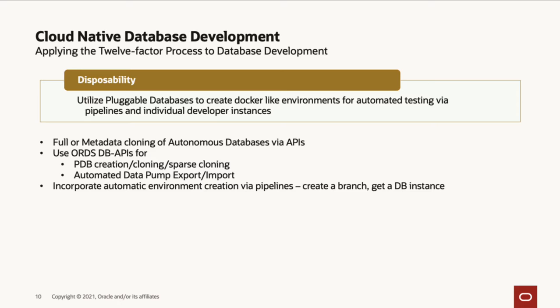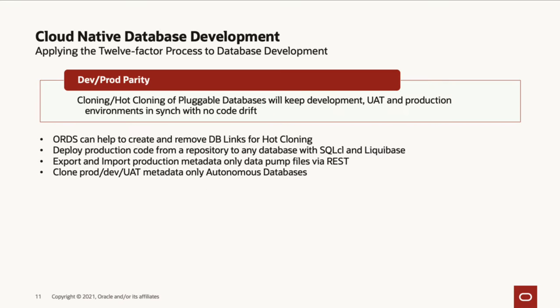And through all these APIs, we can get a better handle on what's going on, who's using them, and be able to quickly clean them up or create them for our developers. Our next item here is Dev/Prod Parity. And this kind of goes in line with what we just talked about with disposability.